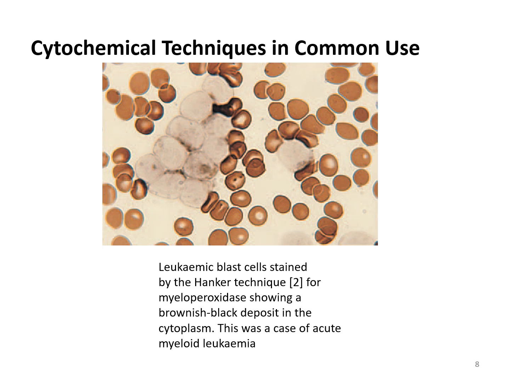This is the appearance of the MPO technique. As we said, the staining is brown, and as you can see, the red blood cells are stained brown, while the granules are deposited usually on the sides of the cytoplasm. This is a case of acute myeloid leukemia.